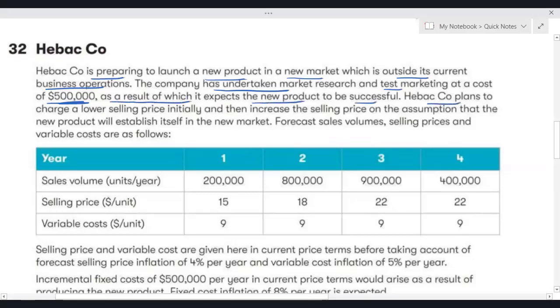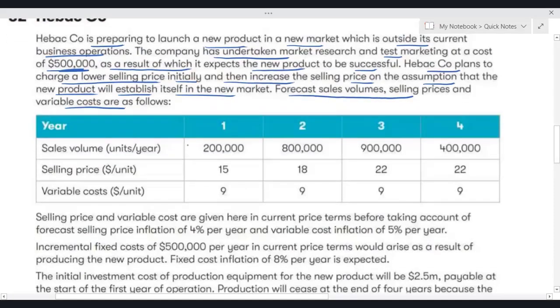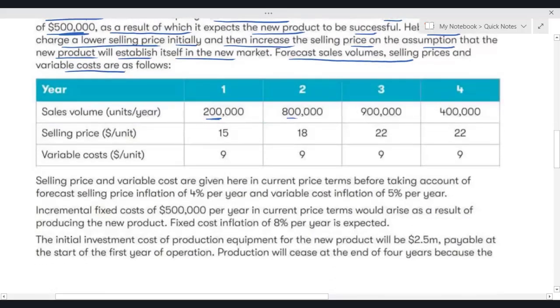As a result, it expects the new product to be successful. HEBAC company plans to charge a lower selling price initially and then increase the selling price on the assumption that the new product will establish itself in the new market. Makes logical sense. Forecast sales volume, selling prices, and variable costs are as follows. Sales volume is 200,000, 800, 900, and 400. Selling price 15, 18, 20, 22, 22.